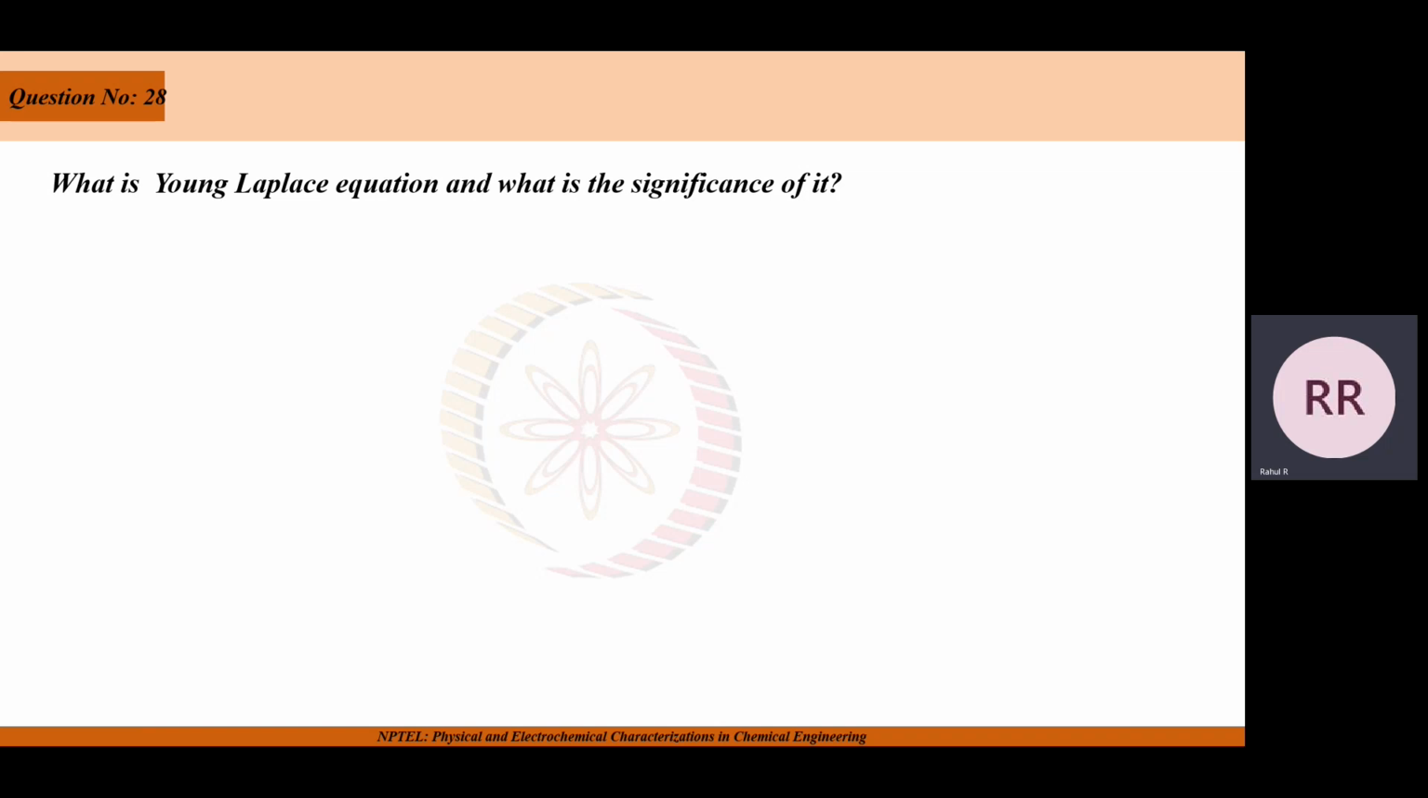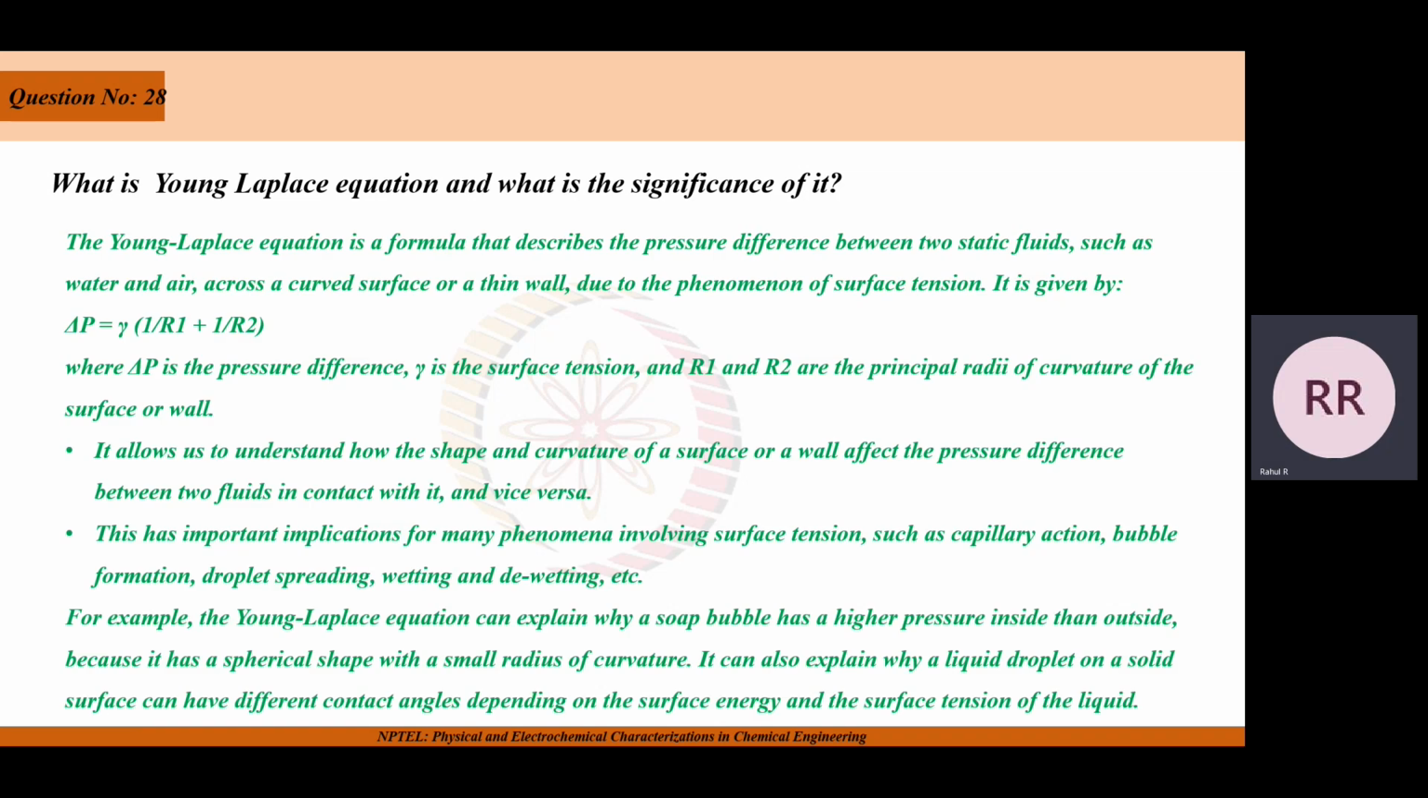What is the Young-Laplace equation and what is the significance of it? The Young-Laplace equation is a formula that describes the pressure difference between two static fluids such as air and water across the curved surface of a thin wall due to the phenomenon of surface tension. It is given by delta P equals gamma times (1 by R1 plus 1 by R2), where delta P is the pressure difference, gamma is the surface tension, and R1 and R2 are the principal radii of curvature of the surface. The major significance of it is that it allows us to understand how the shape and curvature of the surface or the wall affect the pressure difference between the two fluids in contact with it and vice versa.